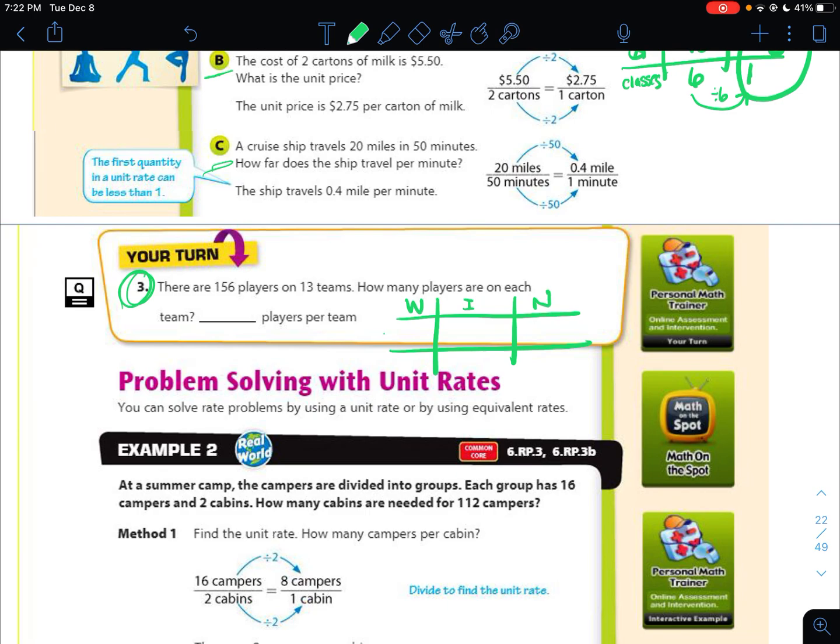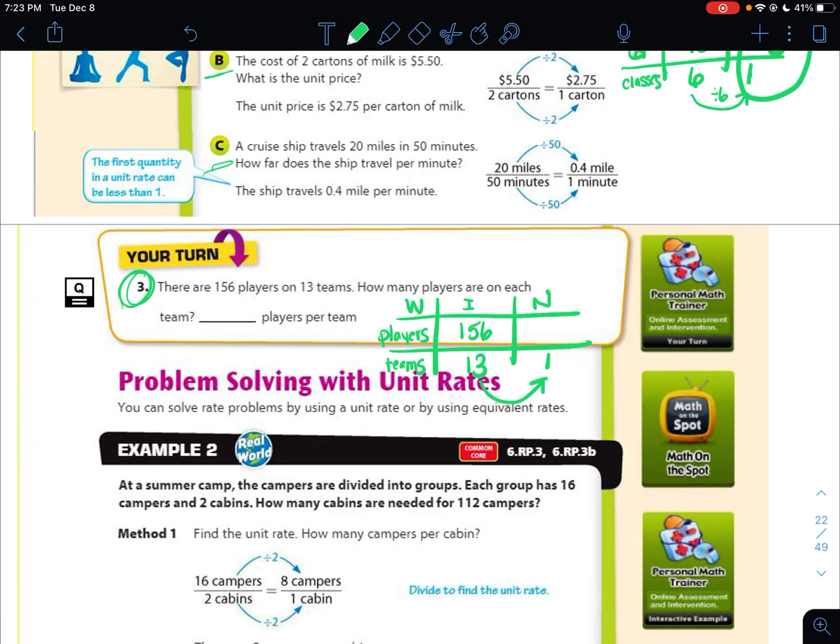So what 2 things are we talking about? We're talking about players and teams. So what do we know about the players and teams? There are 156 players on 13 teams. And they need to know how many players are on each team. So that's going to be 1 team. So we want to take 13 teams and go down to 1 team.